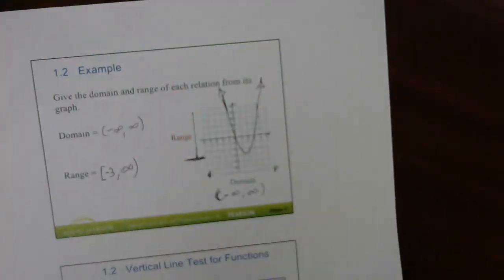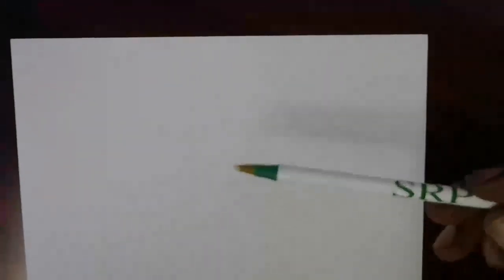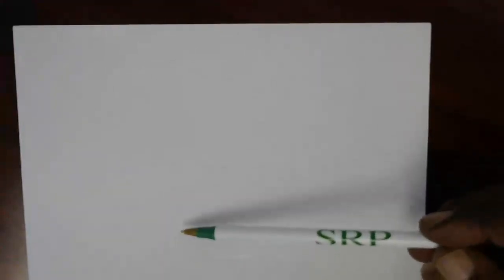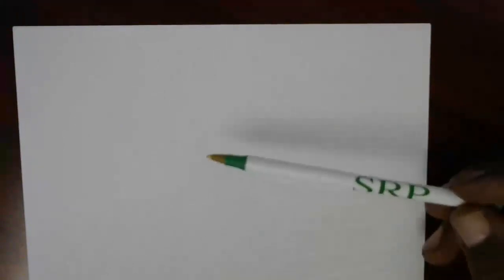All right, so now we will take a look at a function. What we've done so far is we have described the relation. We're able to determine the domain, range, and if the relation is a function. We did the same thing with a graph. If you're given a graph, you can find the domain, you can find the range, you can determine if that graph is a function.